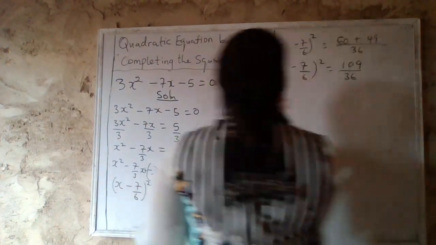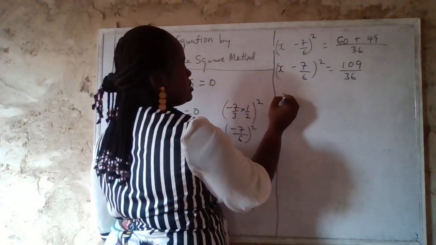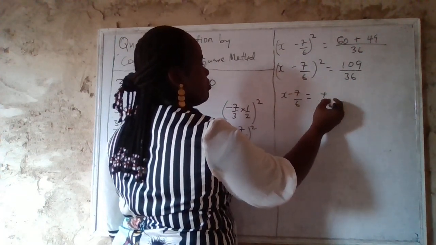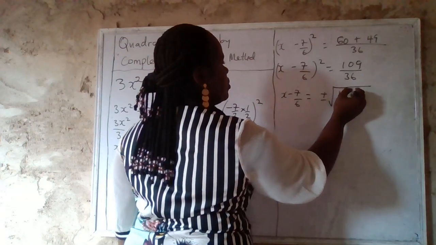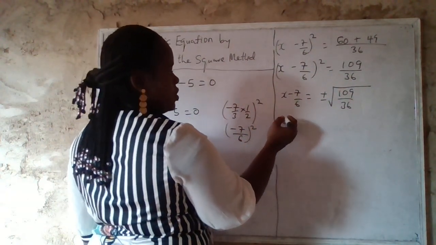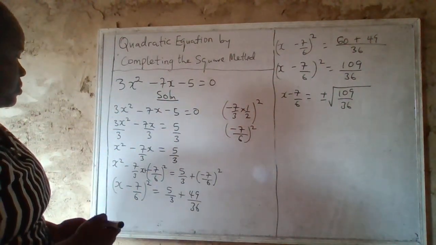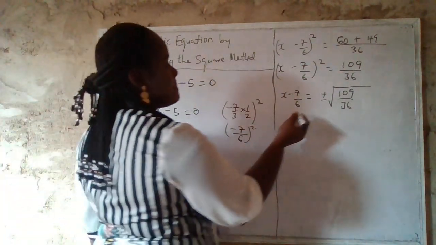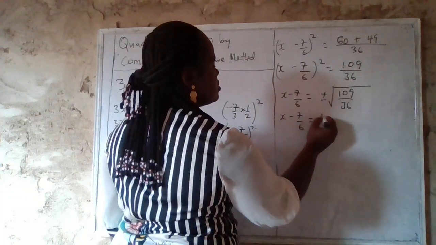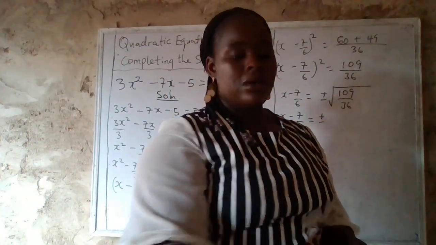So that I can now say, taking square root of both sides, I have x minus 7 over 6 equal to plus or minus square root of 109 over 36. Now, 109 is not a perfect square, or is it? It is not a perfect square. So, I'm going to be using a calculator to evaluate that.